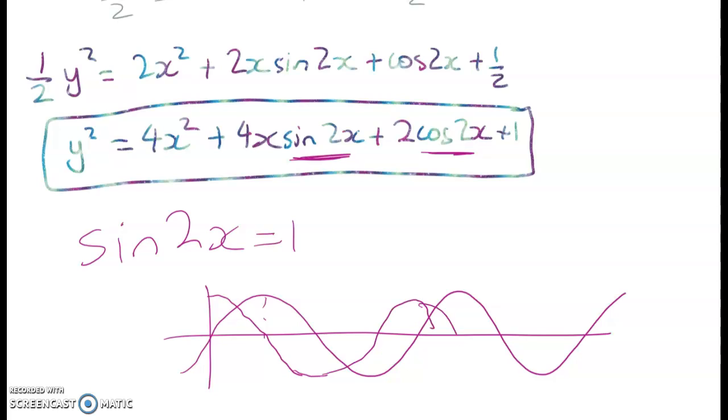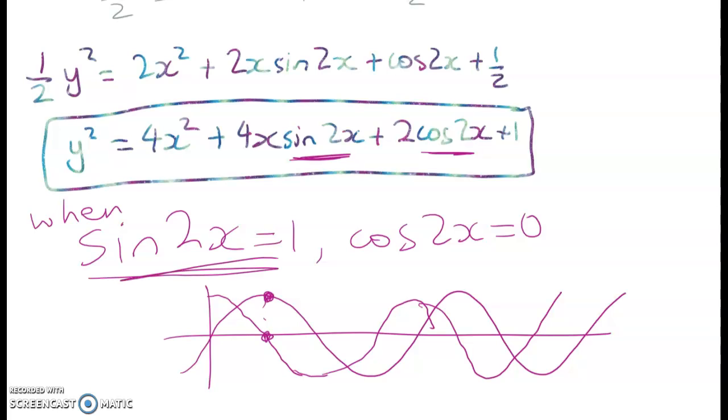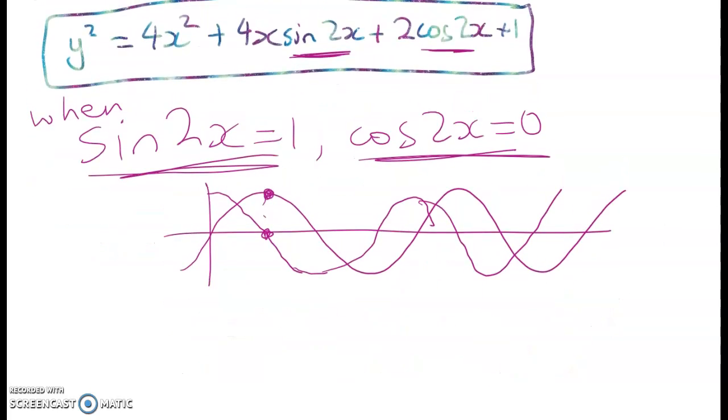I really should have drawn this before. There's my stylus doing something weird. But you can see that when sine of 2x is equal to 1, cos of 2x is equal to 0. And we need to explain that, right? So when sine of 2x equals 1, cos of 2x is equal to 0. So if we're imposing this condition, we're also putting on that one.